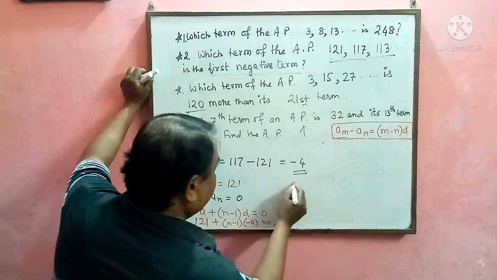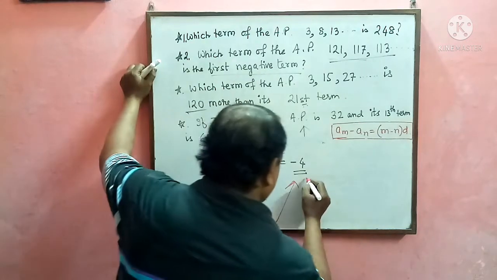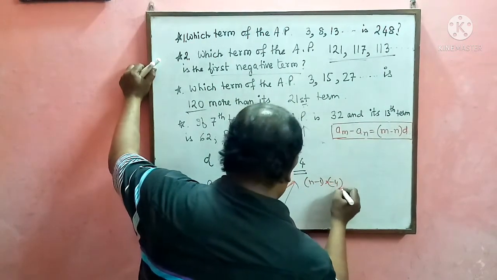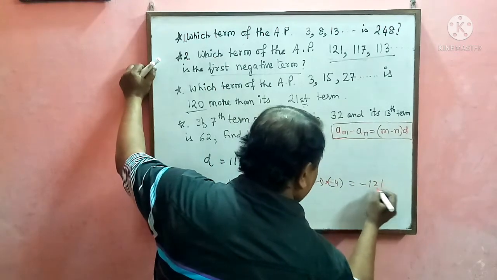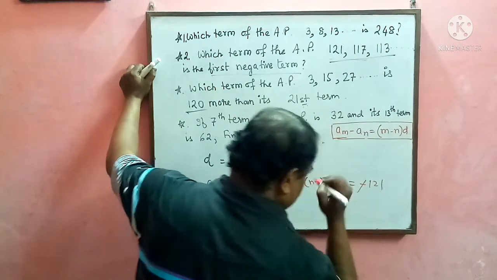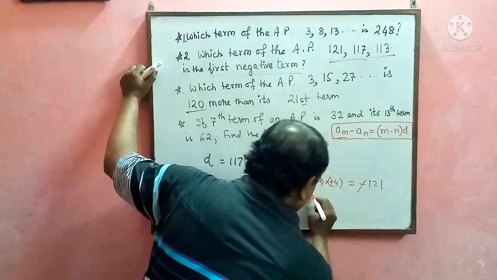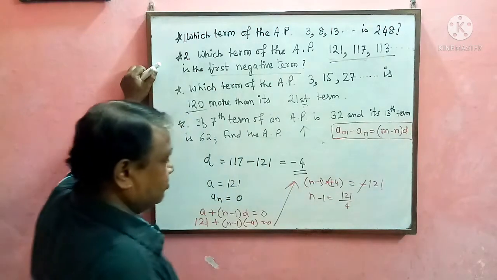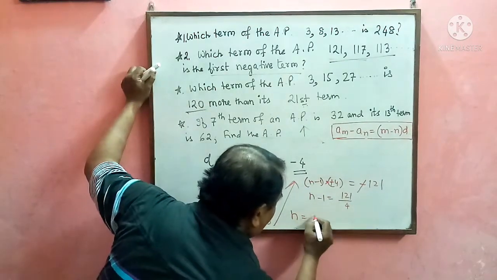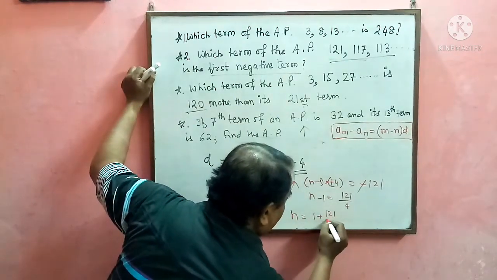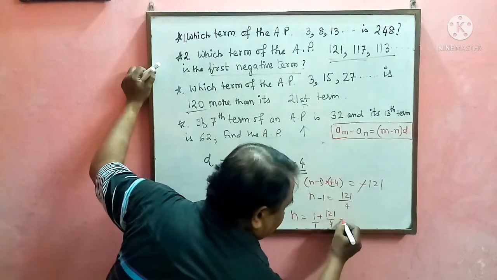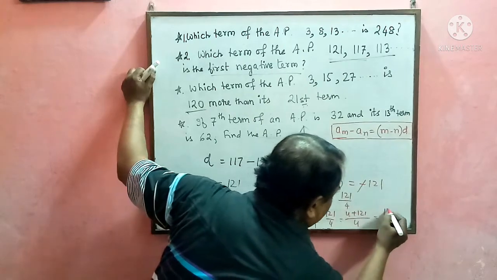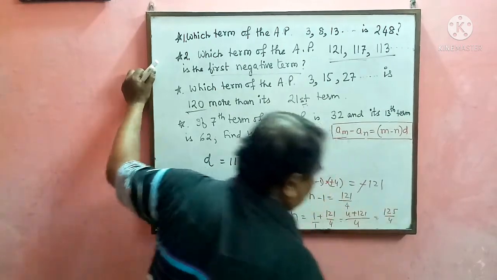What we are getting here, you just come here, it is n minus 1 into minus 4 is equal to minus 121. This minus gets cancelled. N minus 1 is equal to 121 upon 4. It is a fraction. And n is equal to 1 plus 121 upon 4. If you take LCM, this is 4 plus 121, this is 125 upon 4.